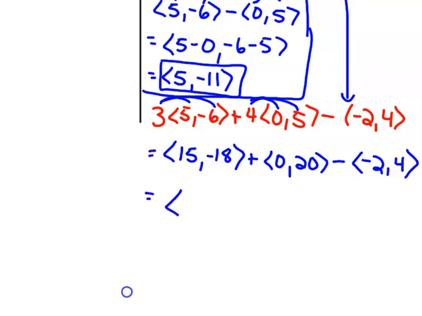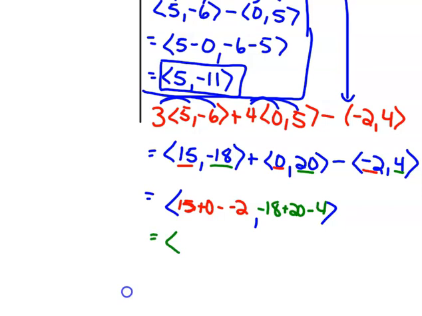And then finally, we're going to add and subtract. So I'm going to add and subtract all the x's. 15 plus 0 minus negative 2. And if we do the y's, negative 18 plus 20 minus 4. And this becomes 17, and negative 18 plus 20 is 2, minus 4 is negative 2.